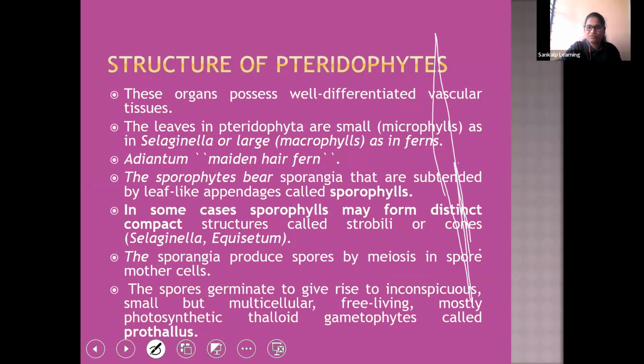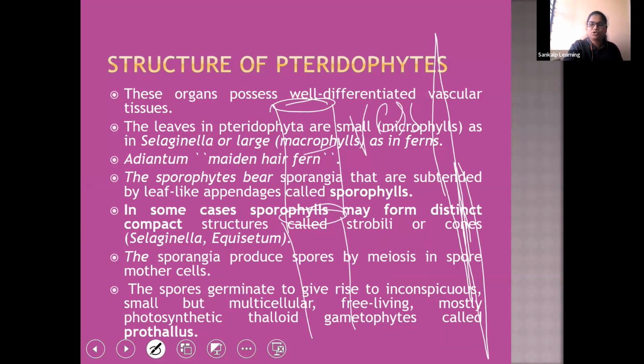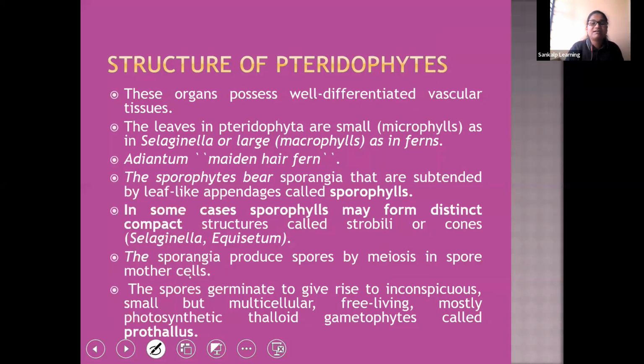This is the structure of tracheids, with the help of which the transportation of water takes place. Either the modified or advanced structure of tracheids is a vessel. Vessels are seen in angiosperms, but in pteridophytes we can observe tracheids only. I hope the doubt is clear.